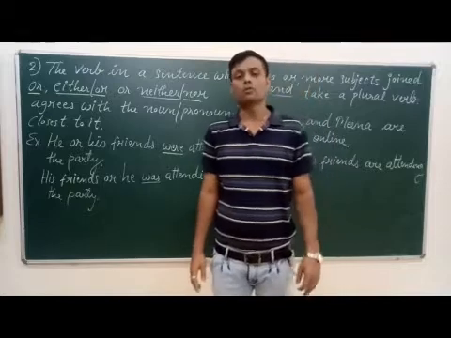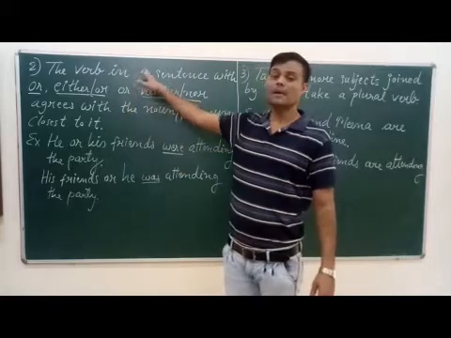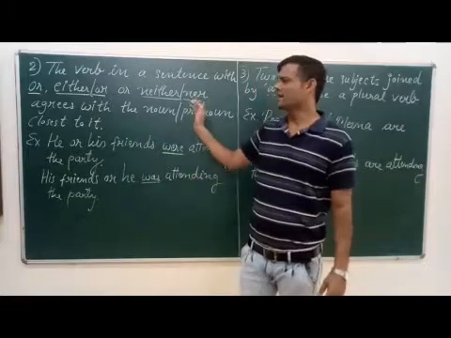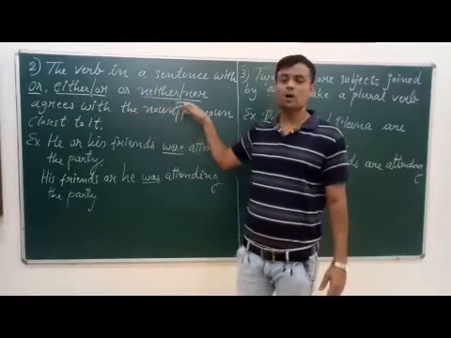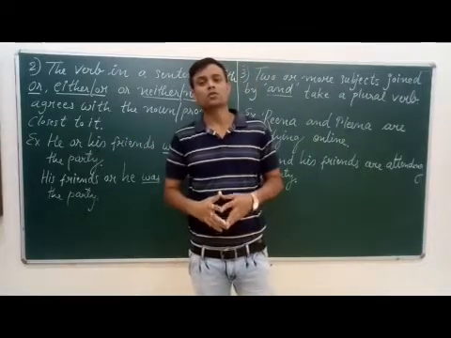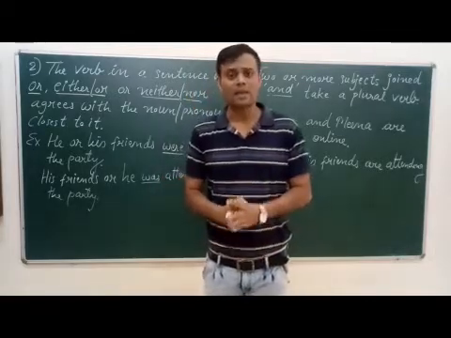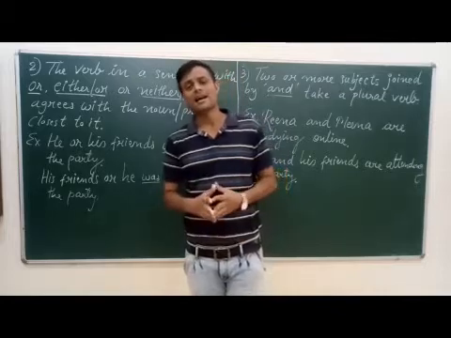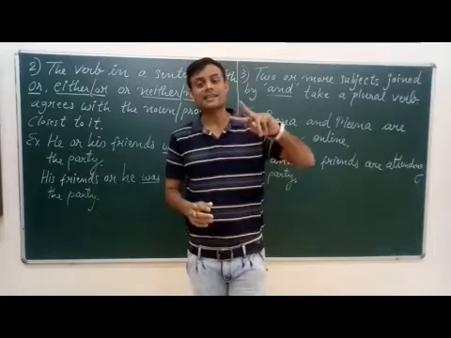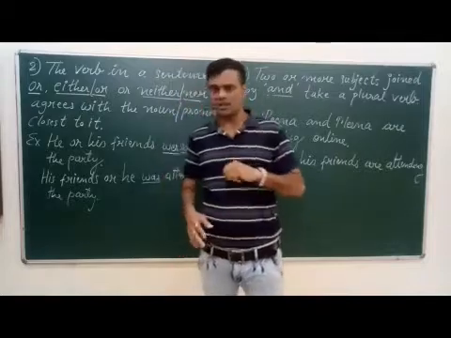Let's understand the second rule of subject-verb agreement. The second rule says the verb in a sentence with or, either-or, neither-nor agrees with the noun or pronoun closest to it. In simple words, when two subjects are joined with or, either-or, neither-nor, we have to use the verb as per the second subject.